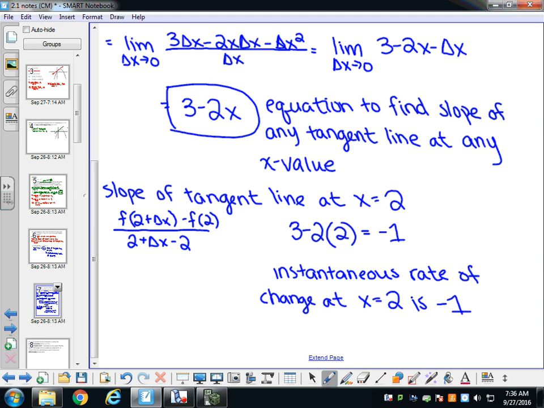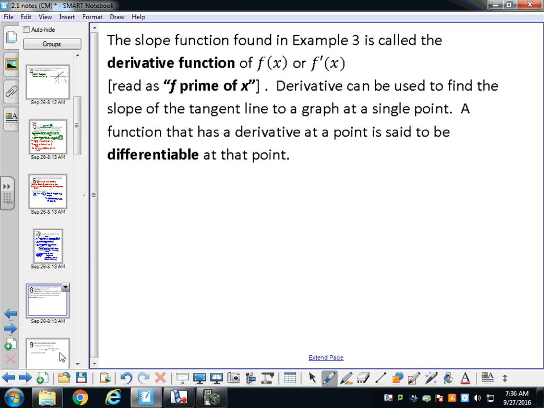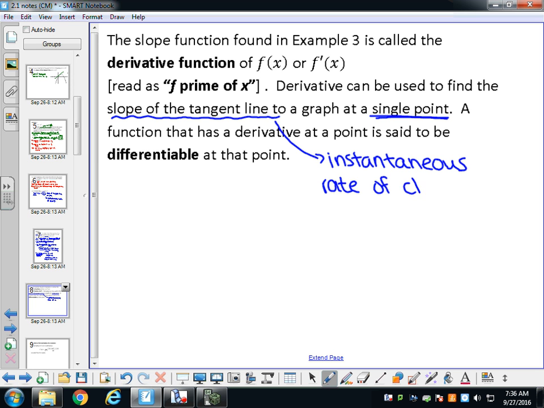So all of this, what this means is this is actually the derivative function. So what we did by finding our slope function in this previous example, by just doing it in terms of x's and delta x's, we actually found our derivative function. Derivatives are going to be used to find the slopes of the tangent lines at a single point. Okay? That slope of my tangent line, remember, is also going to be referred to as your instantaneous rate of change. So that's going to be known as my derivative.